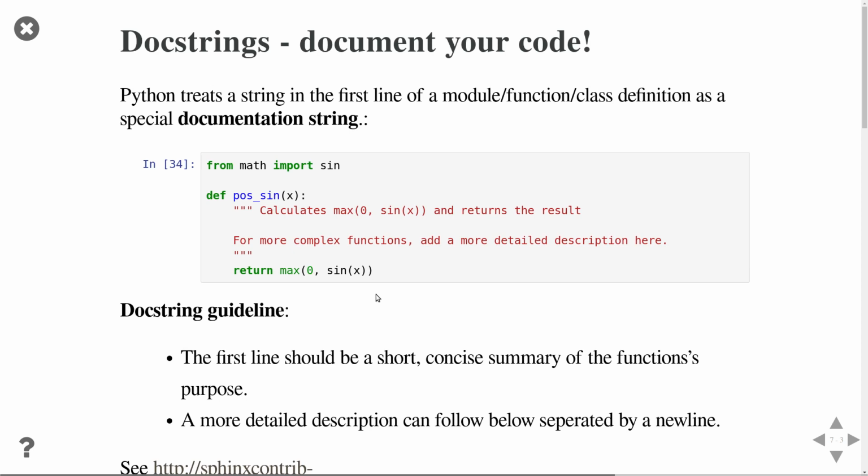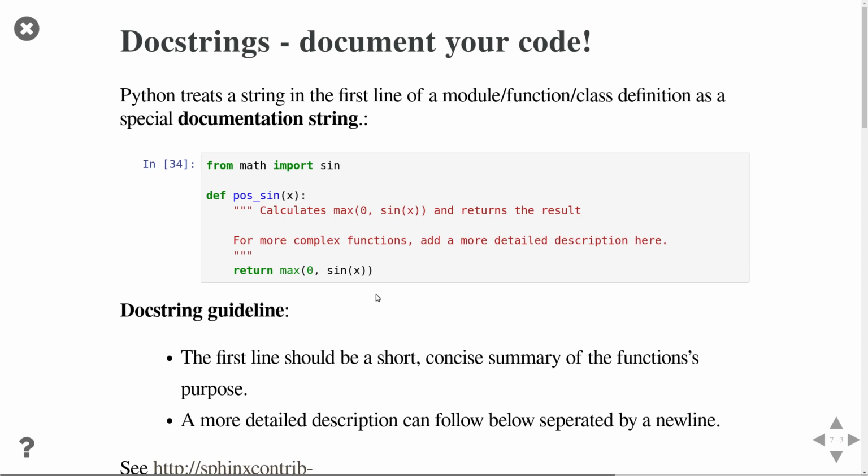The way you do it is after you define the function, the first line afterwards, if that line is a string, it is automatically interpreted as the documentation. So in this case, I have kind of a positive sign function here. And so immediately after the definition, I add a string. I mean, this is just a string. I don't actually use it. I don't assign a variable name to it or something like that. I just have a string, a multi-line string.